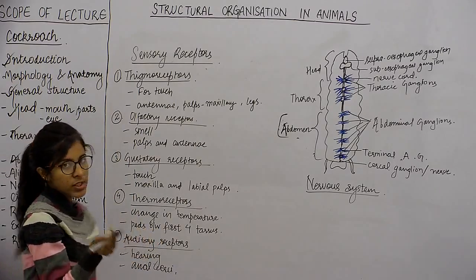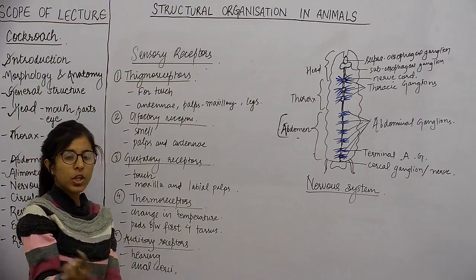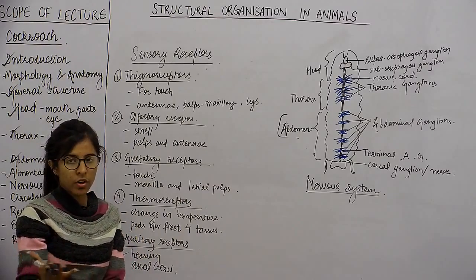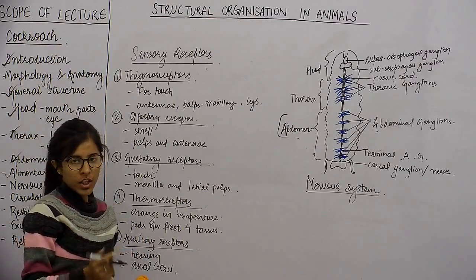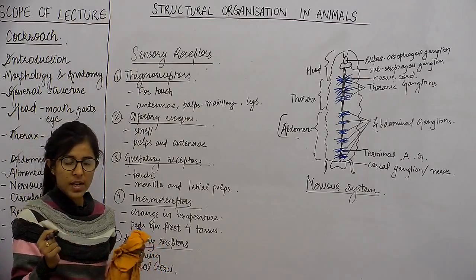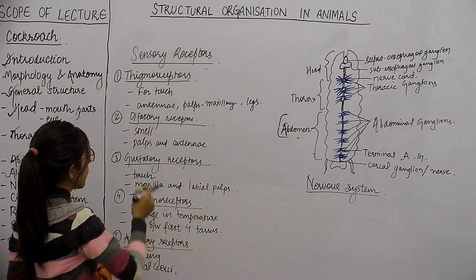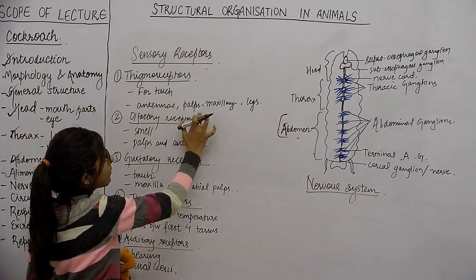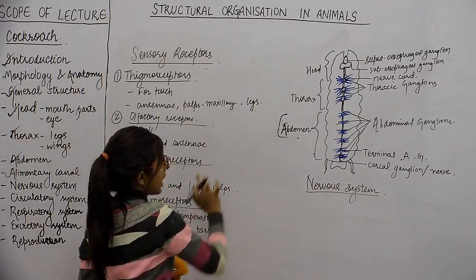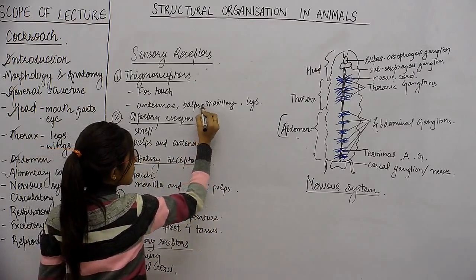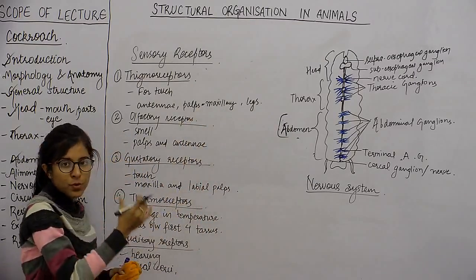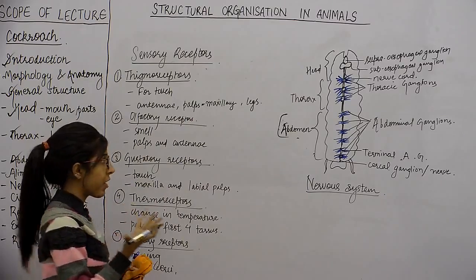पहला है थिग्मोरिसेप्टर्स. थिग्मोरिसेप्टर्स का काम होता है टच को डिटेक्ट करना. इफ एनीथिंग कम्स एंड टचेस विद द कॉकरोच, तो थिग्मोरिसेप्टर्स एक्टिवेट हो जाते हैं एंड दे अलार्म द कॉकरोच. ये प्रेजेंट होते हैं एंटना में, पार्ट्स में, मैक्सिलरी में और लेग्स में. पाल्स मीन्स द मैक्सिलरी पाल्स, जो मैक्सिले होते हैं उसके माउथ में प्रेजेंट वहां पे.